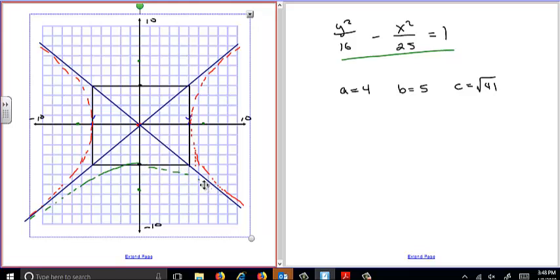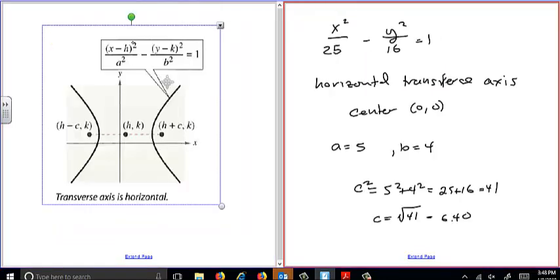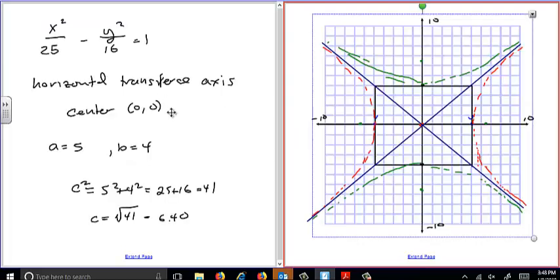As far as drawing the asymptotes, because the 25 still goes with the x and 16 still goes with the y, we still have the same box, we still have the same asymptotes, except we approach them from this direction. So the transverse axis here would be the vertical direction. For the previous case, where I had them the other way around, you have a horizontal transverse axis.